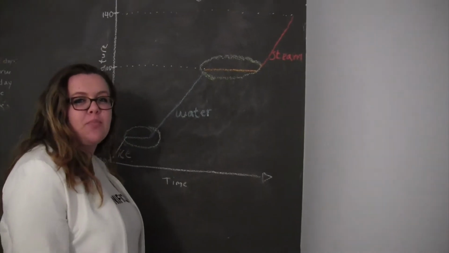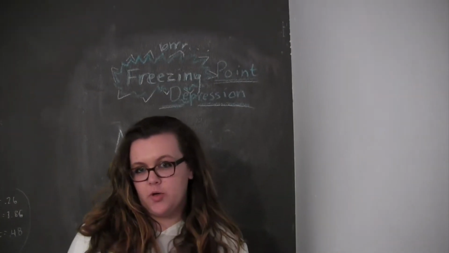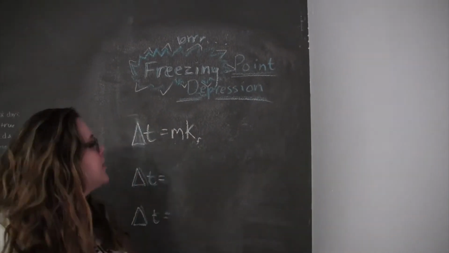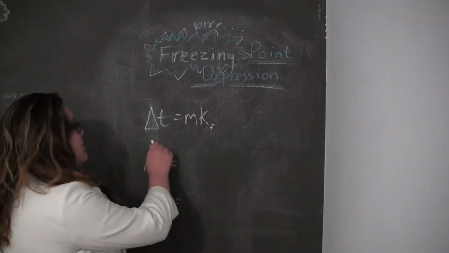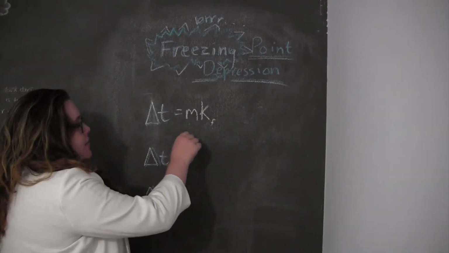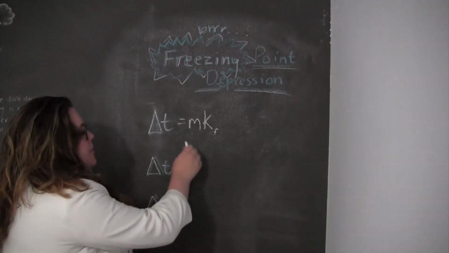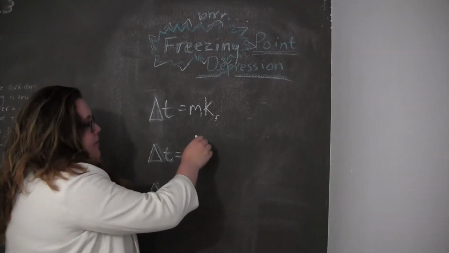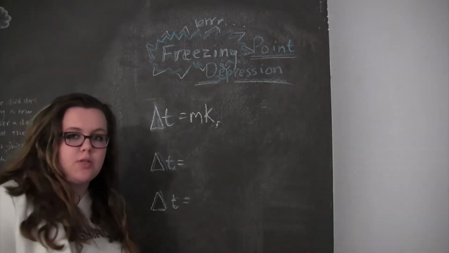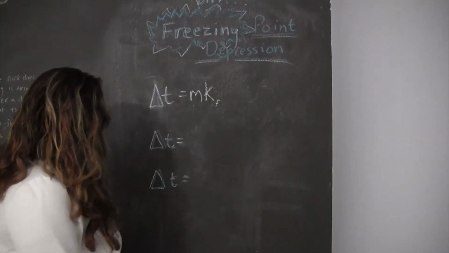Let's do some examples. Now, class, we're going to find freezing point depression. In order to find freezing point depression, you have to use this equation, delta T equals m times K base F. Delta T is equal to the change in temperature, m is equal to molality, and K base F is equal to the freezing point constant.